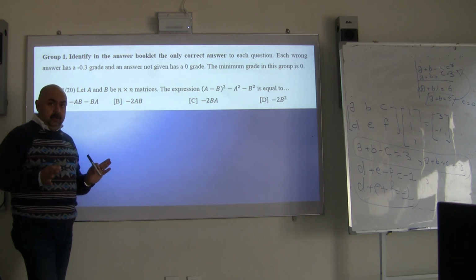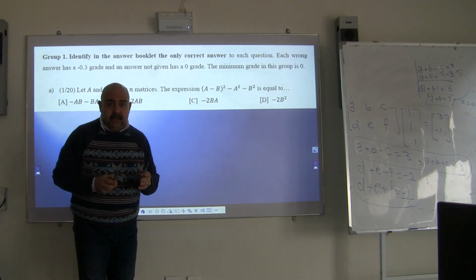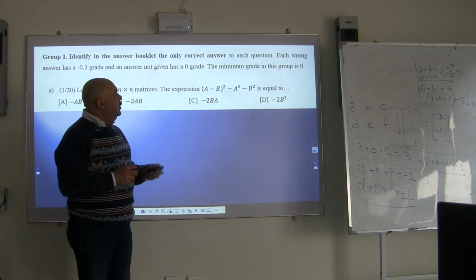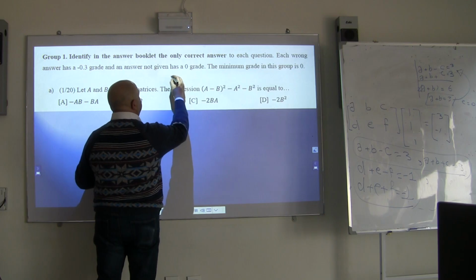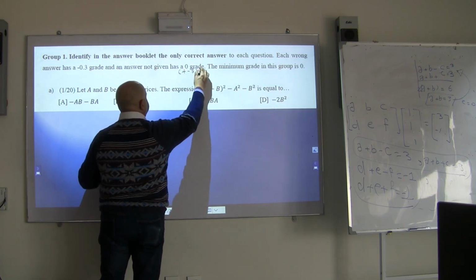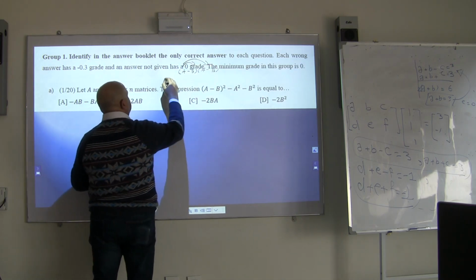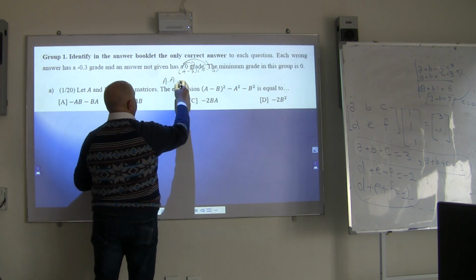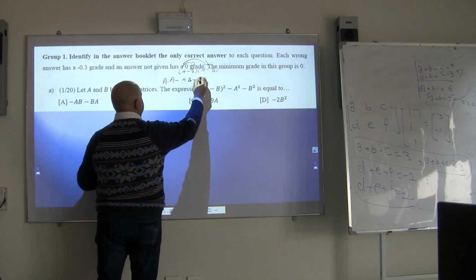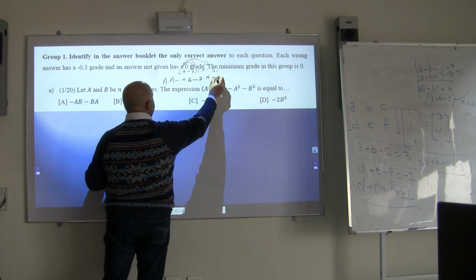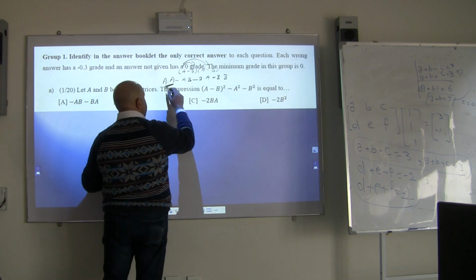So all I have to do is to expand (A minus B) to the power of 2, which is simply (A minus B) times (A minus B). So you will have A dot A, then a minus A dot B, then a minus B dot A, then a plus B times B. That's A times A, B times B.